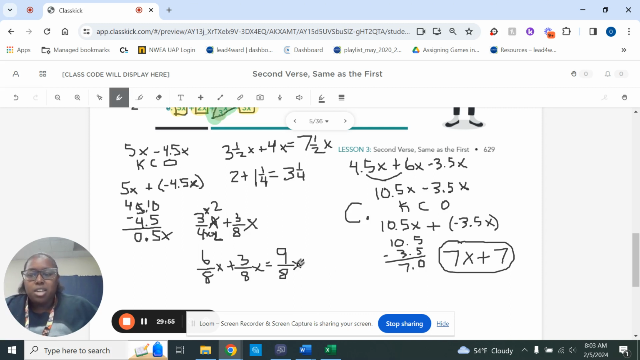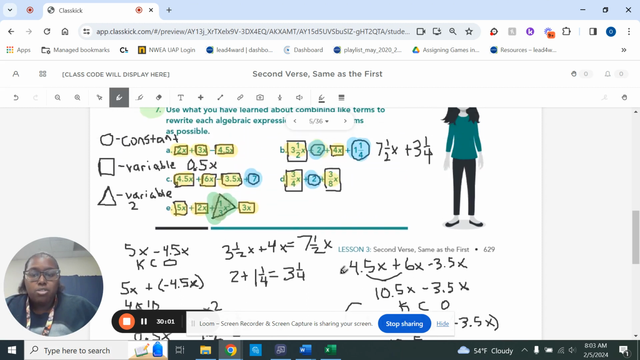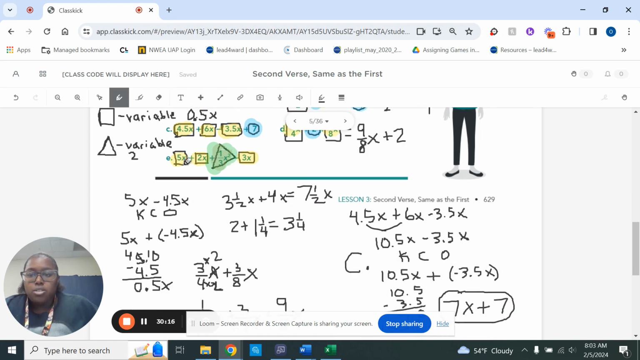Now, I left this as an improper fraction because there was no need for me to turn it into a mixed number, but remember to pay attention to your answer choices and what they're looking for. So this is 9/8 x plus 2. All right, so last but not least is e.